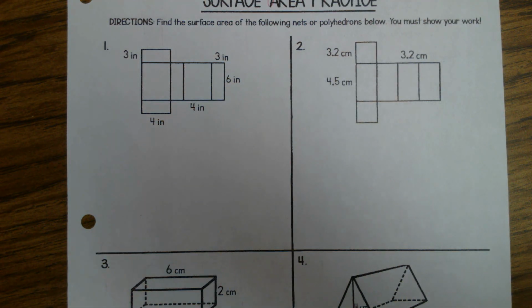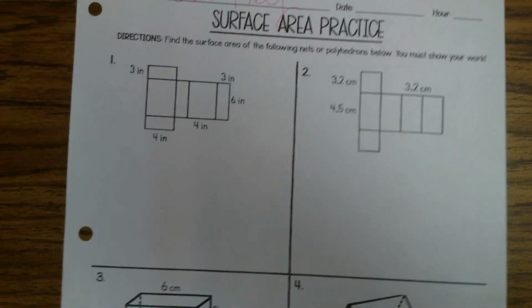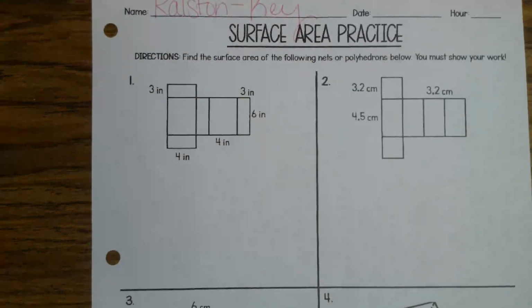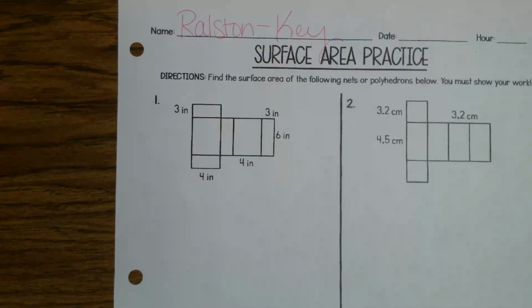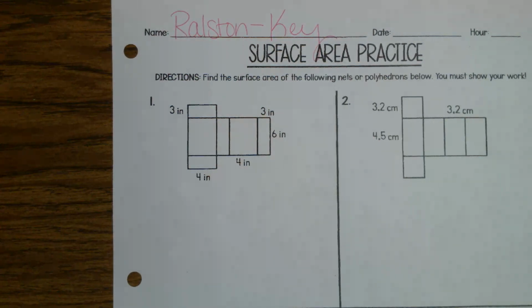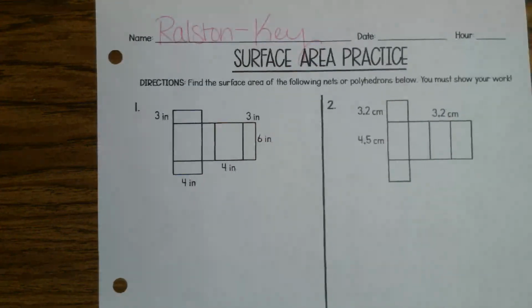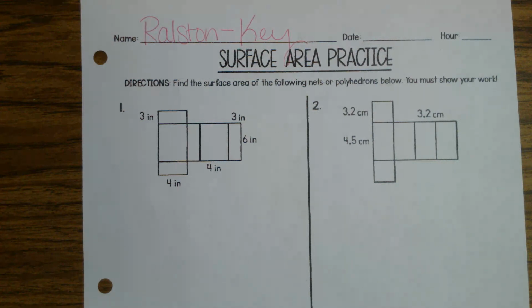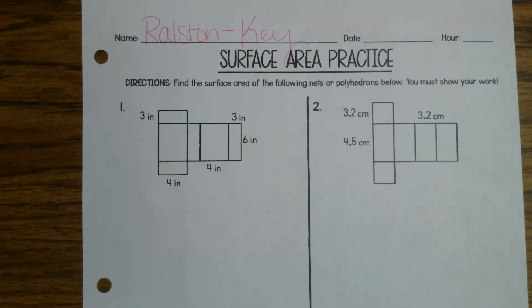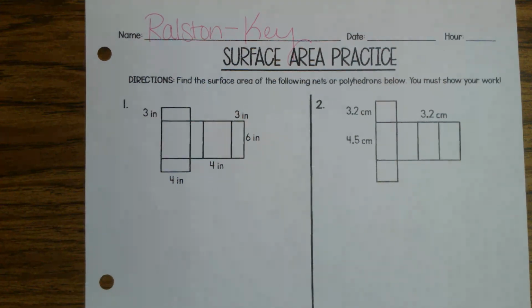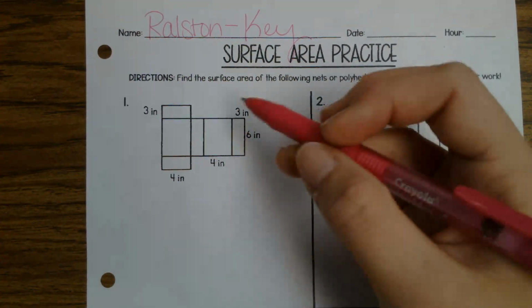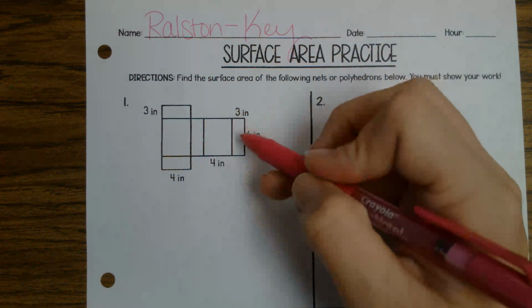Okay, today we're going to go over our surface area homework from Monday, from this week. Our directions are to find the surface area of the following nets or polyhedrons below. You must show your work, meaning I can't just put it into a calculator. So remember, for surface area, I'm calculating the area.